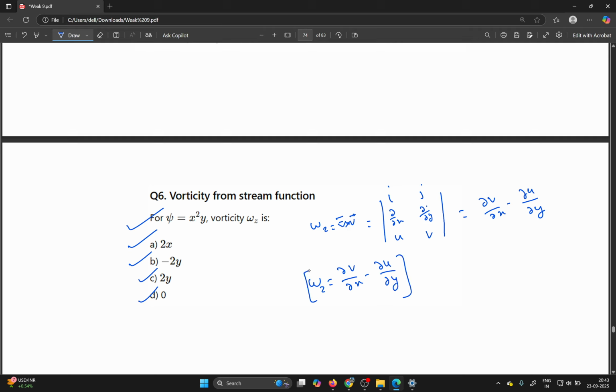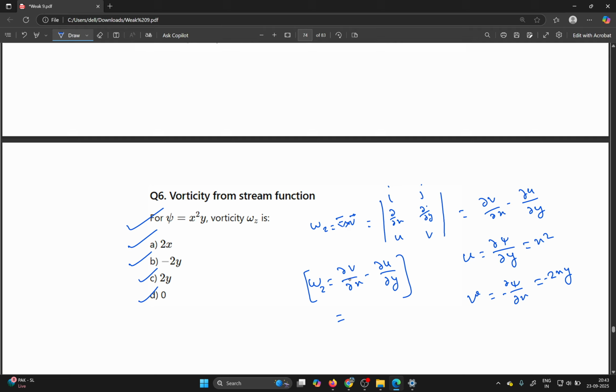So now you can very easily calculate what will be the value of u. u is nothing but del psi by del y, and v is nothing but minus del psi by del x. So del psi by del y is nothing but your x square, and del psi by del x is nothing but your minus 2xy.